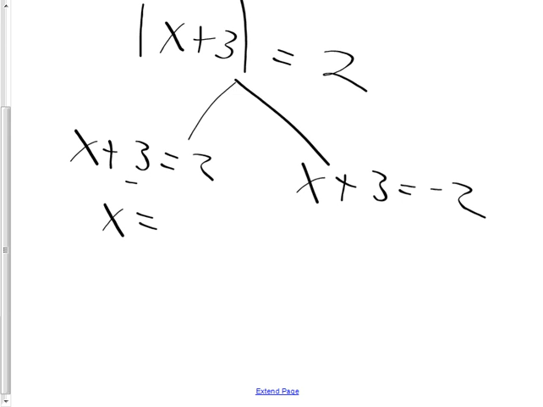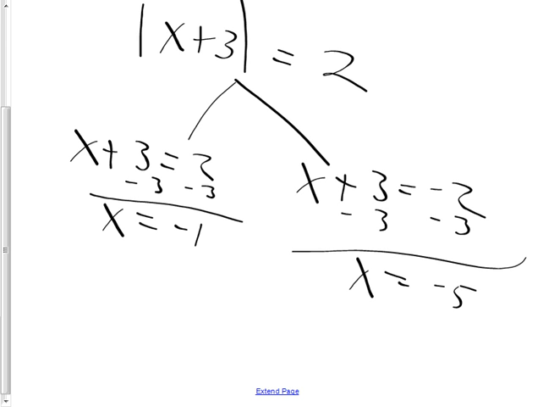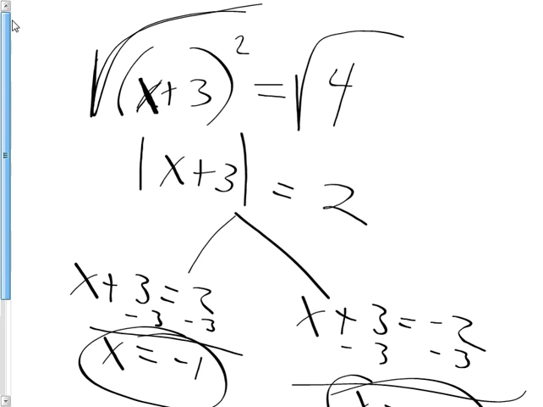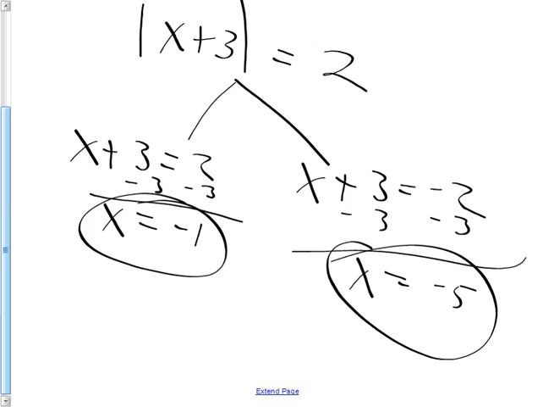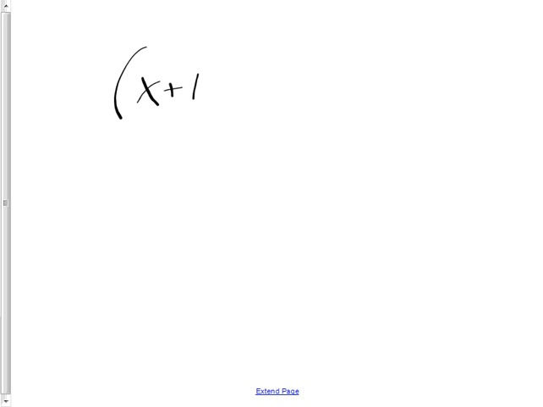X equals, subtract 3, negative 1. And over here, x equals negative 5. So there's two answers, negative 1, negative 5. Why? Because we had a squared in our problem. That means that there's supposed to be two answers. All right, so I'm going to see if you really understood what I was trying to tell you there.